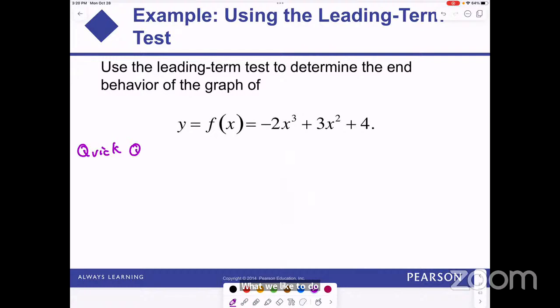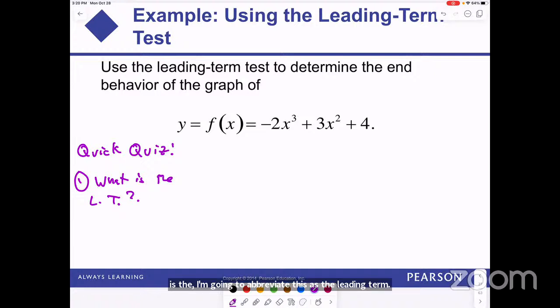Okay. So the first question. What is, I'm going to abbreviate this as, the leading term. Okay. Is it A, B, or C? Is it A, is it B, this guy, or is it C, this guy? Okay, so what's the leading term?